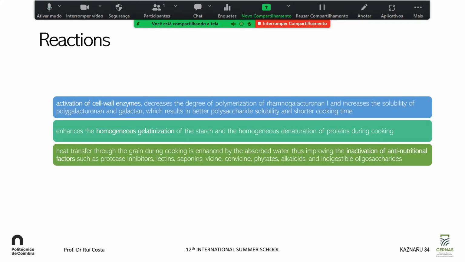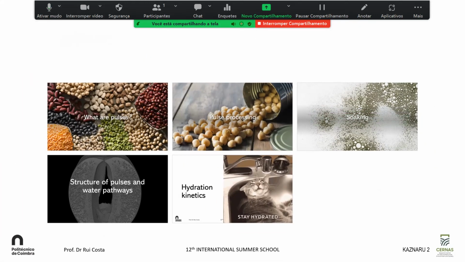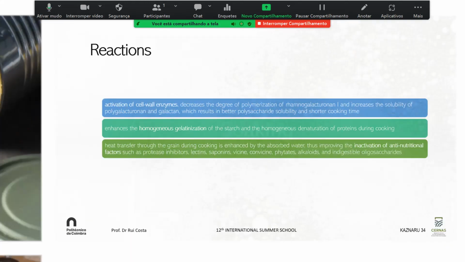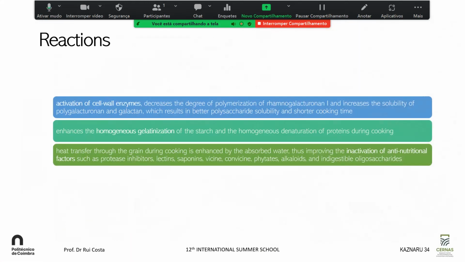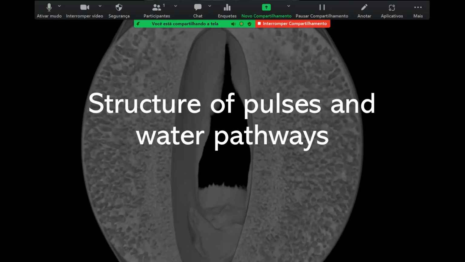Notice that they can be lost, they leave the pulse and go to the solution, but they can also be inactivated when heated. And now, these are 3 points, 3 general reactions that happen after hydration. Now, I will speak about the hydration in detail. How the water enters the pulse.